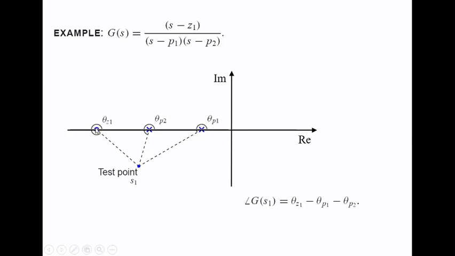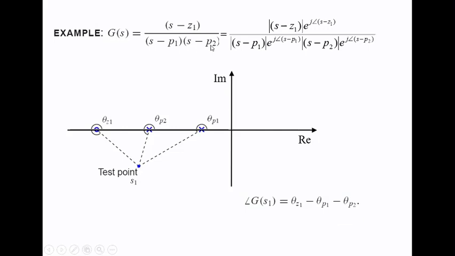Now the formula is the summation of angles due to zeros minus the summation of angles due to poles should be equal to 180 degrees. And this is G of s1, theta z1 minus theta p1 minus theta p2. If this results in 180 degrees or an odd multiple of 180 degrees, then we can say that the point S1 is located on the root locus, otherwise not. The question that comes to our mind is, where does this come from?